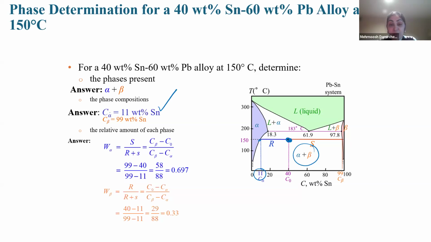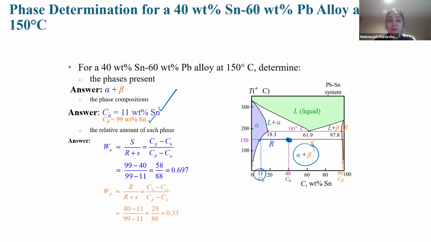As the summation, we have two phases, alpha and beta, so the summation should be 100. Then the other one should be the difference between them. It intersects beta at this point. Read the C of that, it should be 99. So we are in alpha plus beta, the composition weight percent of Sn in alpha is 11%, and the composition weight percent of Sn in beta is 99.